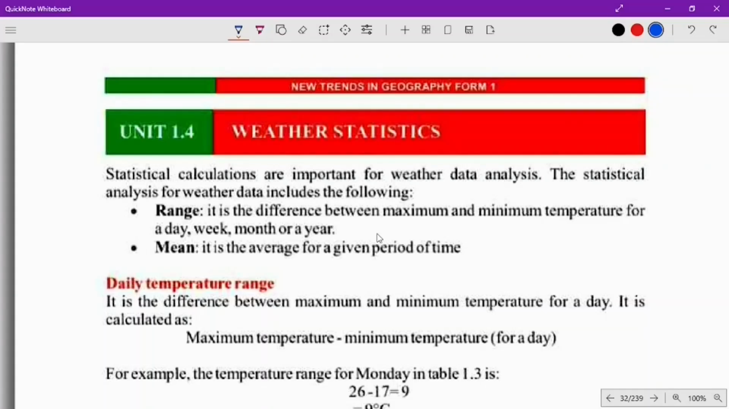Weather statistics. Statistical calculations are important for weather data analysis. The statistical analysis for weather data includes the following: range. What is range when it comes to statistics?